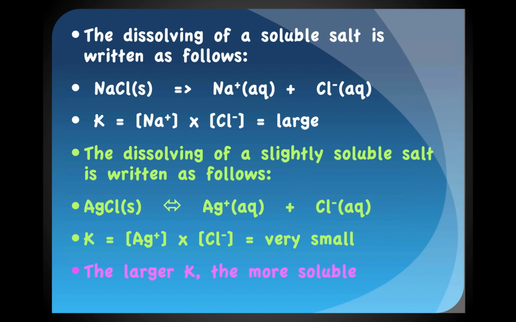The larger the K, or the Ksp, the solubility product equilibrium constant, the more the reaction lies to the right, and the more products are formed, the more ions are formed, and the more soluble the salt is. Do you see the difference between NaCl and AgCl?